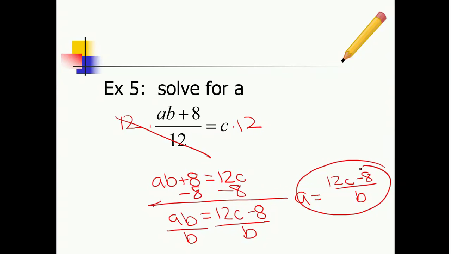Is that a little gross looking? Yeah, but that's okay. That allows me to plug in variables a lot faster. Then I don't have to solve after I plug in.